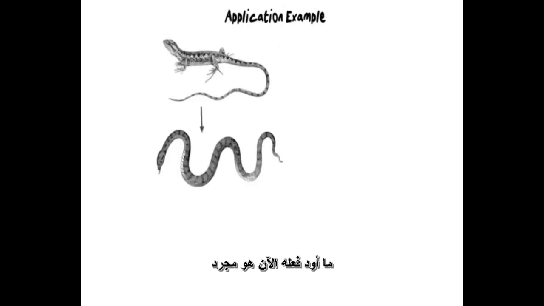Now, what I would like to do now is just a very quick application example. So if you ever come across this in an exam, you know exactly what to do, because they don't always give you the giraffe example. They can give you any animal, and they'll ask something like, using Lamarck's theory, or how would have Lamarck explained the way in which lizards lost their legs and became snakes?